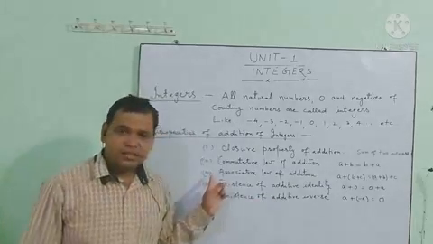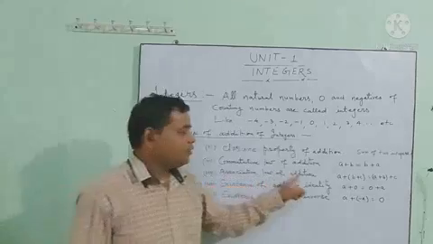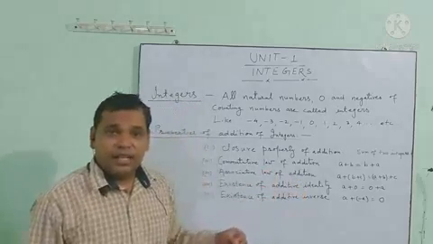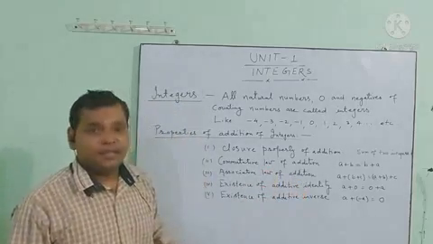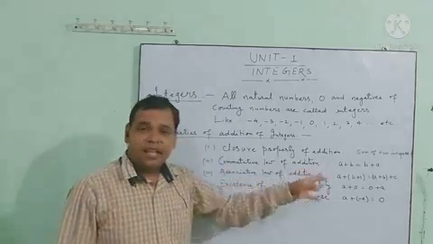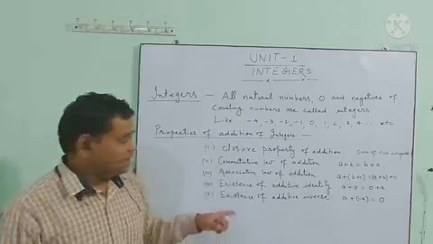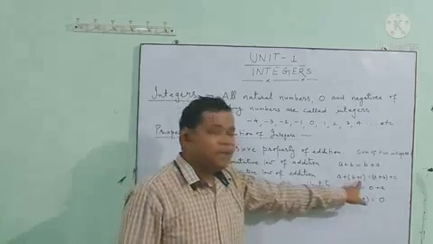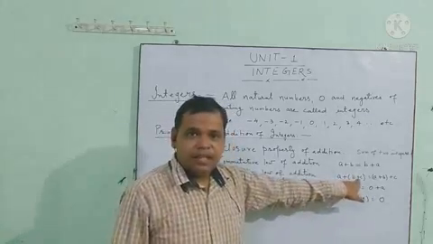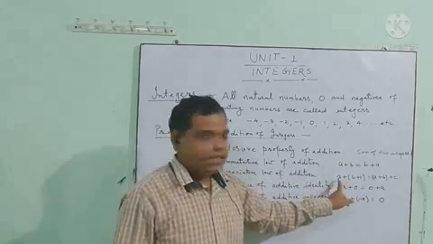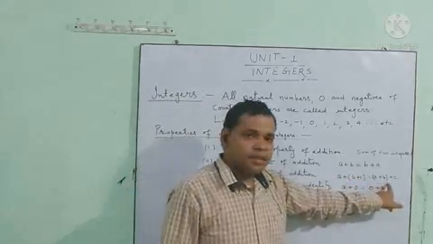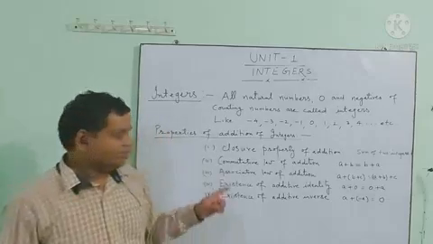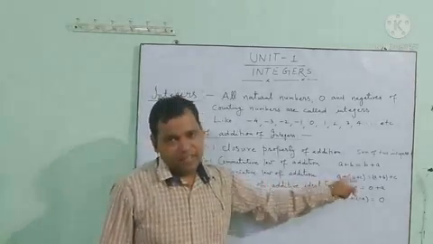Now come to third, associative law of addition. What is this associative law of addition? When we add three numbers in any way, suppose there are three numbers a, b and c. When we add b plus c, then we add a, and when we add a plus b, then we add c. Both sides will be equal. This is called associative law of addition.